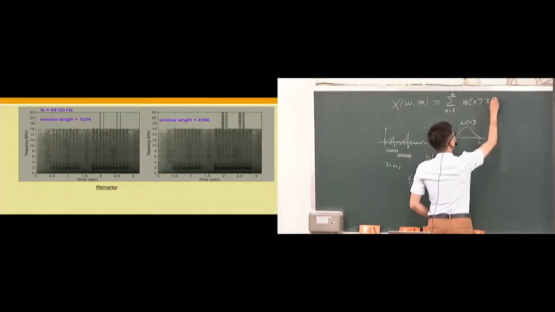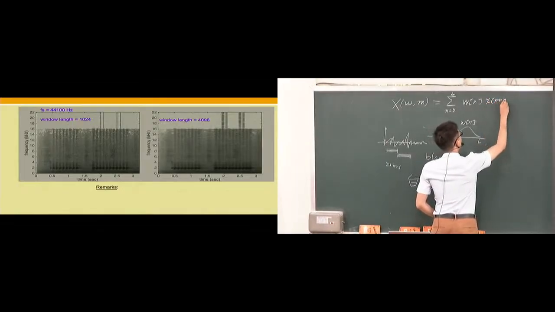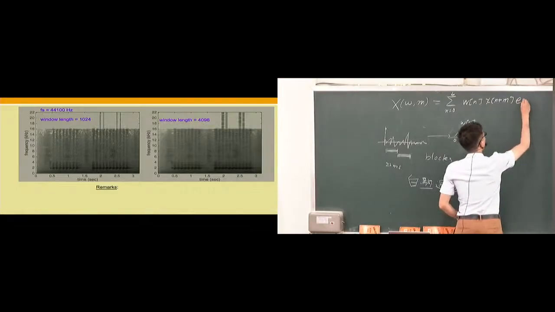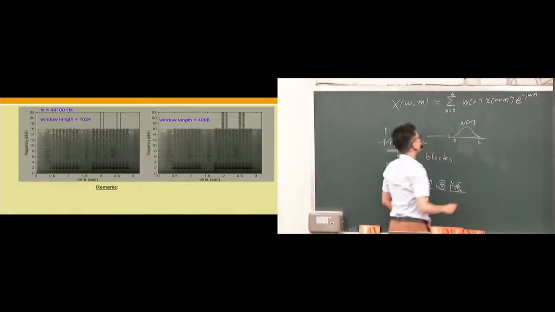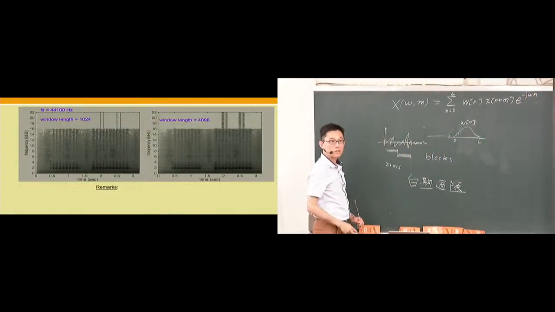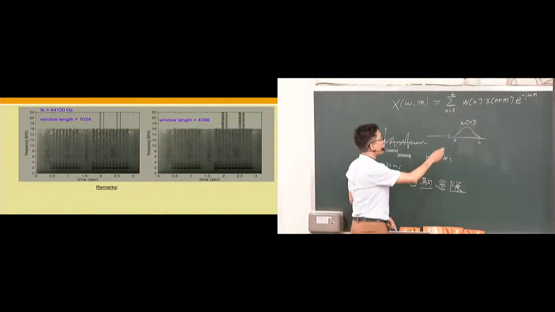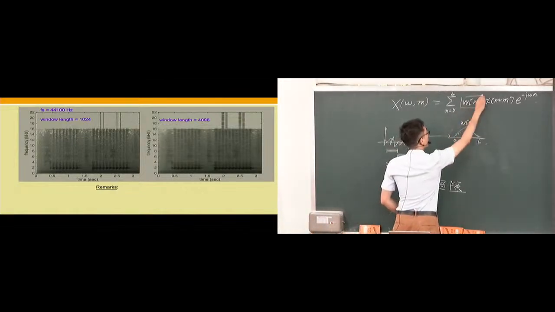Shift your signal to the left by m samples, and then take the product, take the DTFT. So that's a definition of short-time Fourier transform, which involves a window. So here comes the issue.